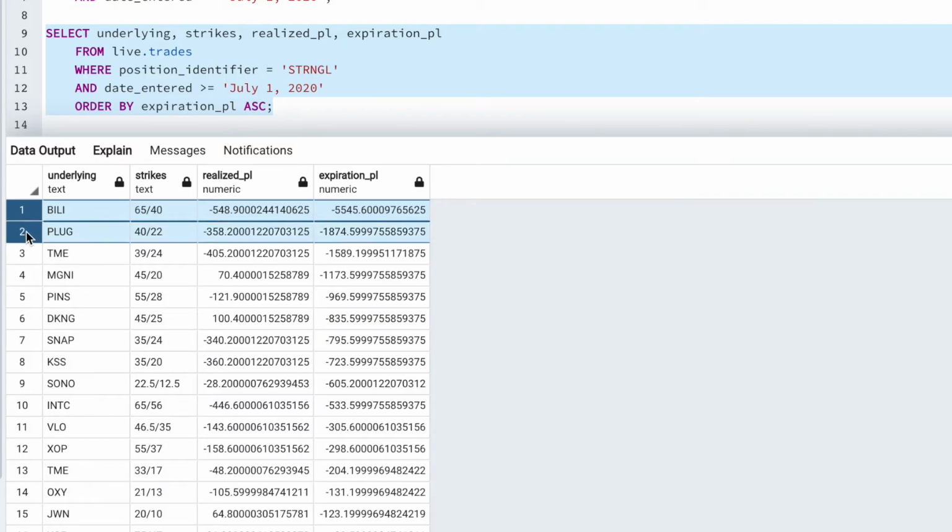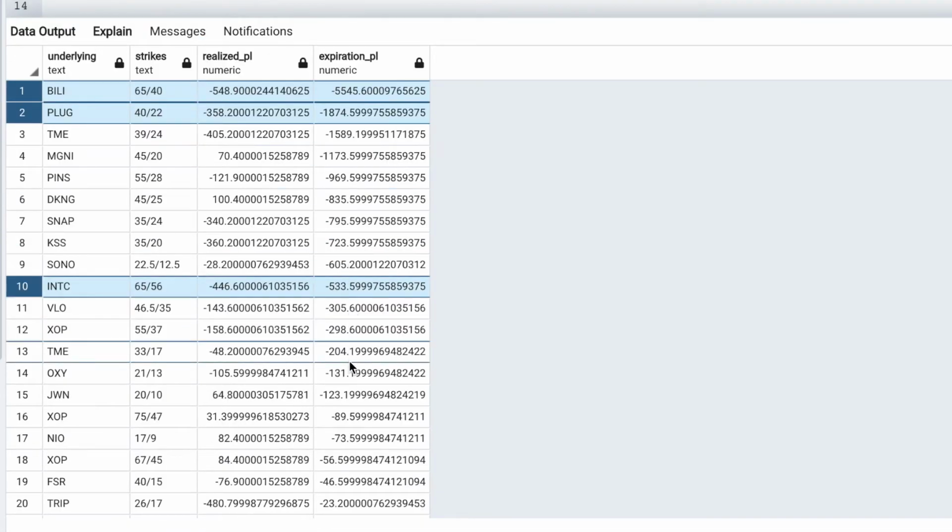Same thing with Plug Power. I sold a 40 strike call option and a 22 strike put option. And had I held this position all the way till the expiration date, I would have lost almost $2,000. But because I cut losses early, I only lost $358, and so on and so forth. Moreover, as you can see, there's only about 10 total strangles where, if I did just hold them till the expiration date and had no management whatsoever, I would have had pretty nasty losses. But below this point, all the losses were very, very manageable.